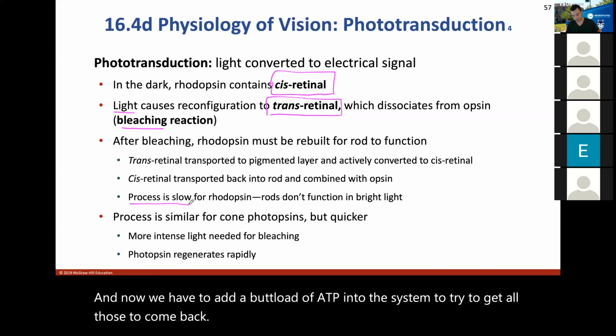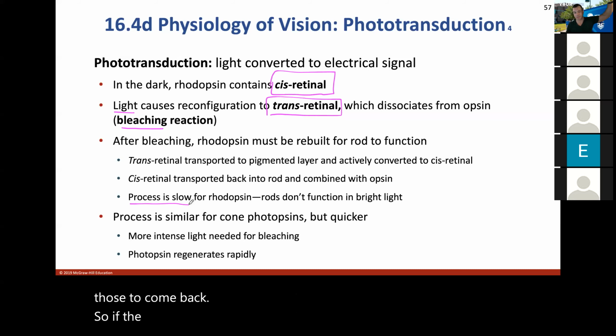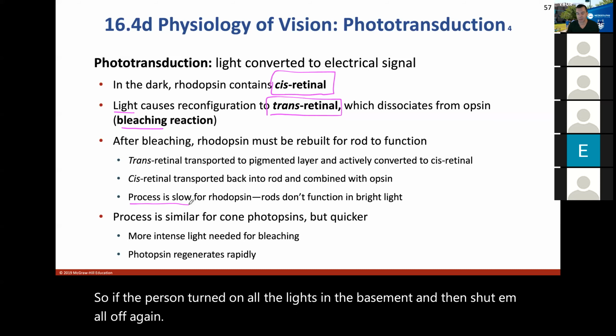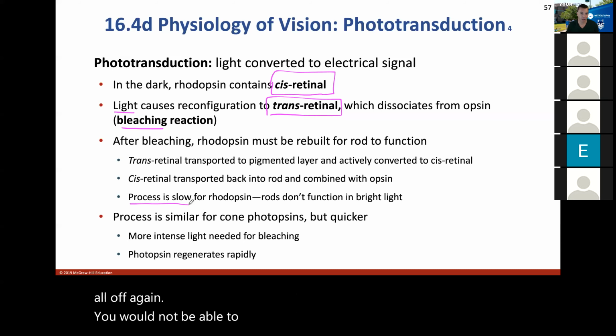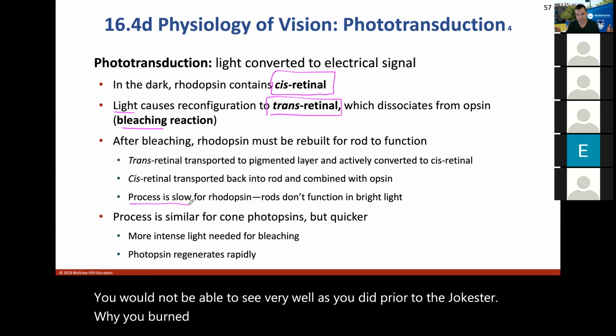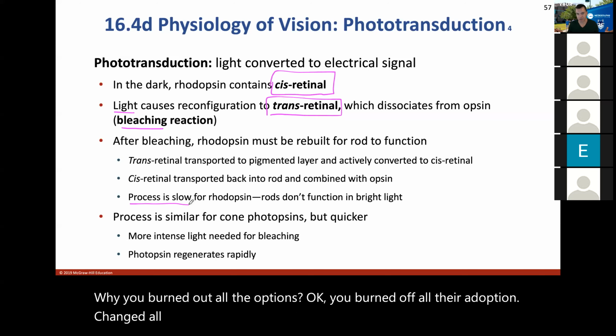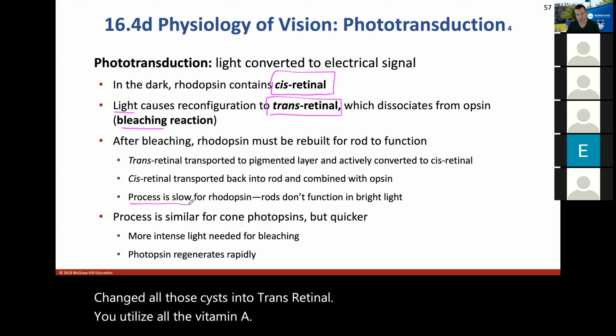So if the person turned on all the lights in the basement and then shut them all off again, you would not be able to see as well as you did prior to the jokester. Why? You burned out all the opsins. You burned off all the rhodopsin, changed all those cis into trans retinol. You utilized all the vitamin A that those rods contained.